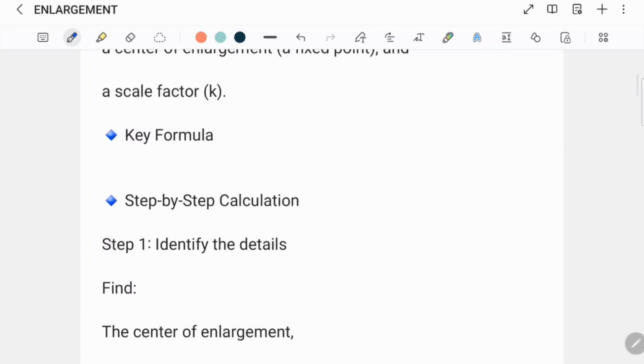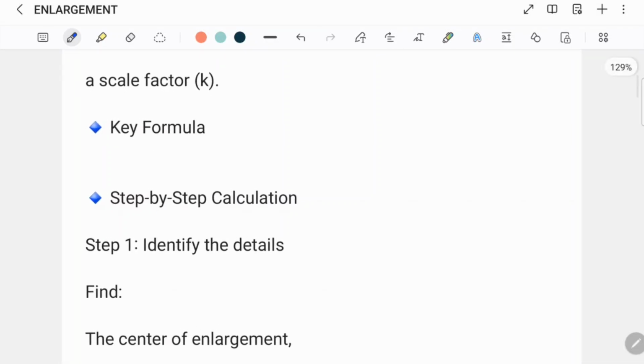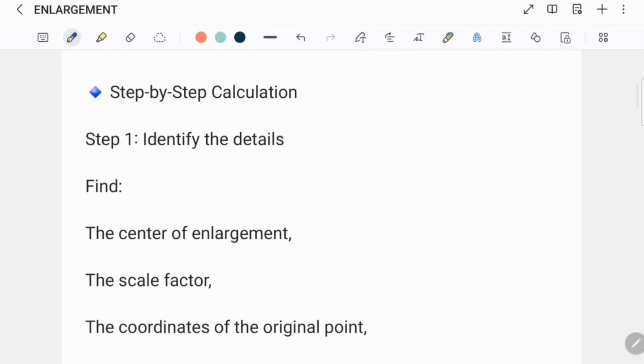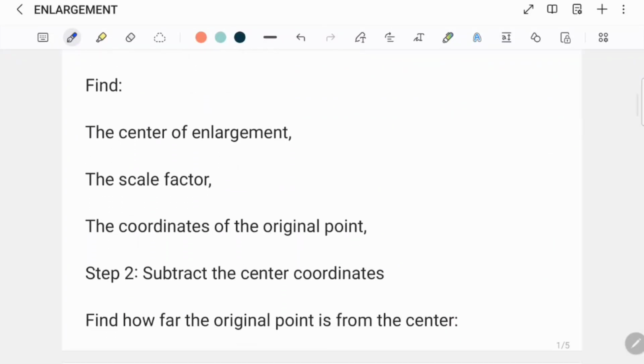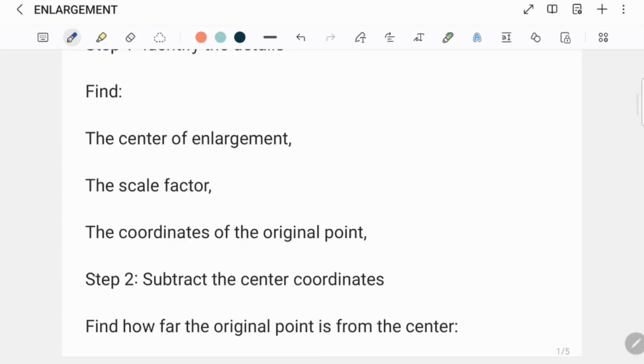So you can do it by some calculations which I'm telling you, and you will get the exact image with the help of some calculation. You can even construct it also, that is also easy, and you can find out the image. So the step by step calculation is: identify the details. What are the details? What is the center? What's the scale factor? And what is the original point which you are going to enlarge? And then you will get the image.